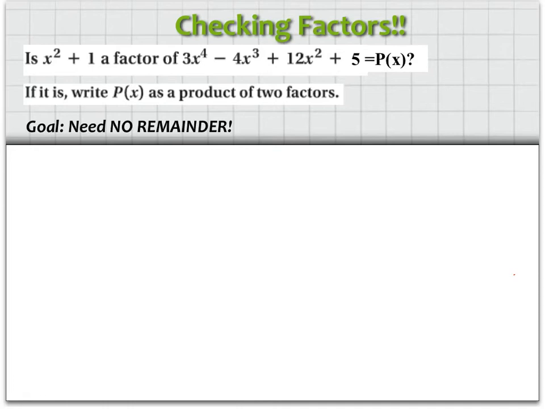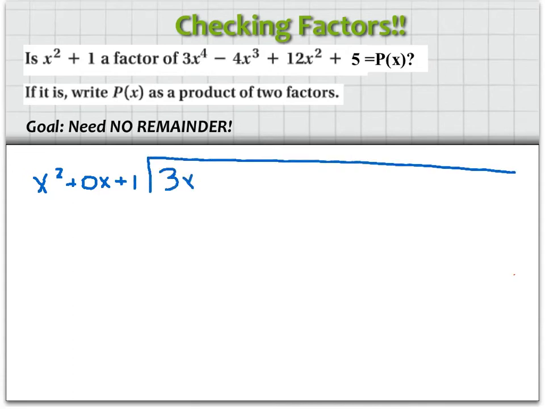So now we want to check to see, is x squared plus 1 a factor of 3x to the 4th minus 4x cubed plus 12x squared plus 5? Now, what does that mean? That means when I divide them, do I get 0 as a remainder? So remember, we always want things in standard form. So x squared plus 1 is missing that linear term, so I'm going to go ahead and write in the linear term.